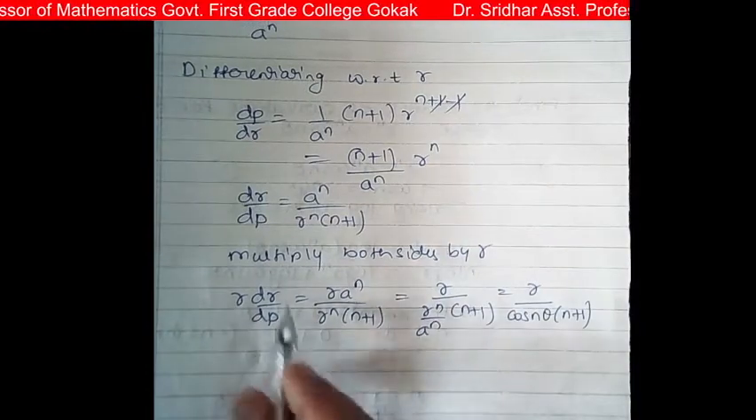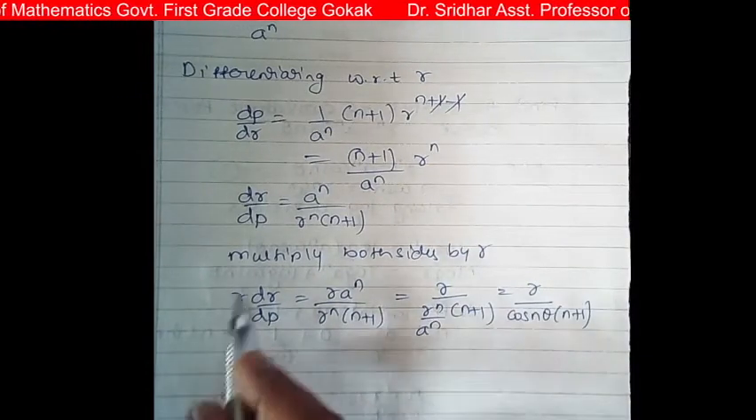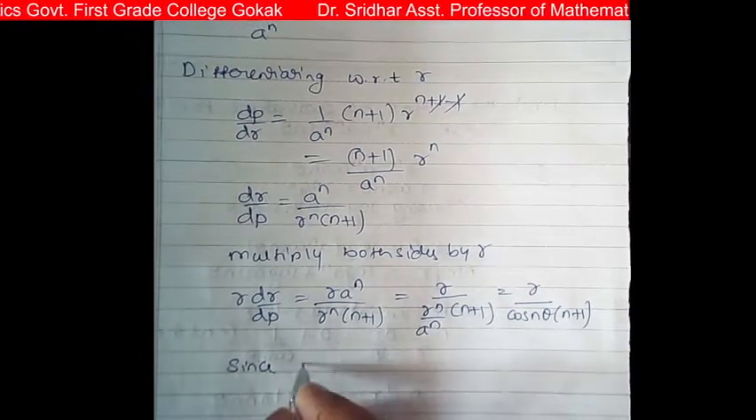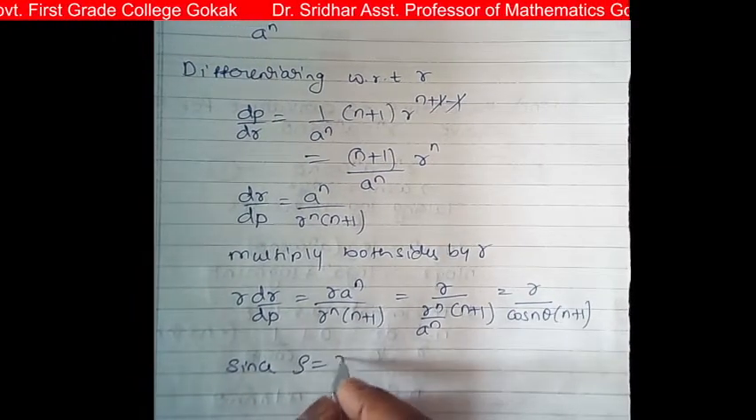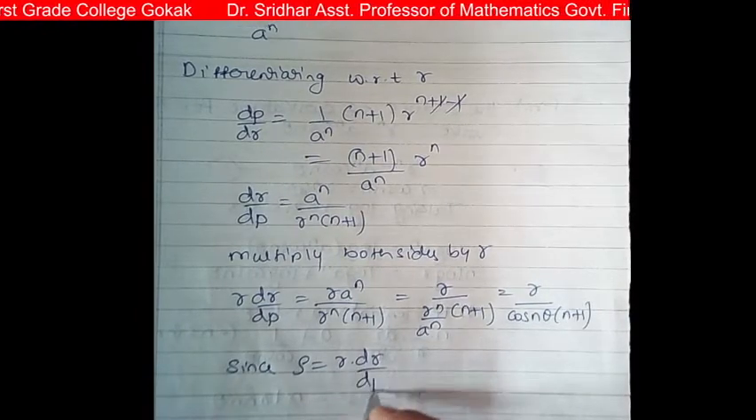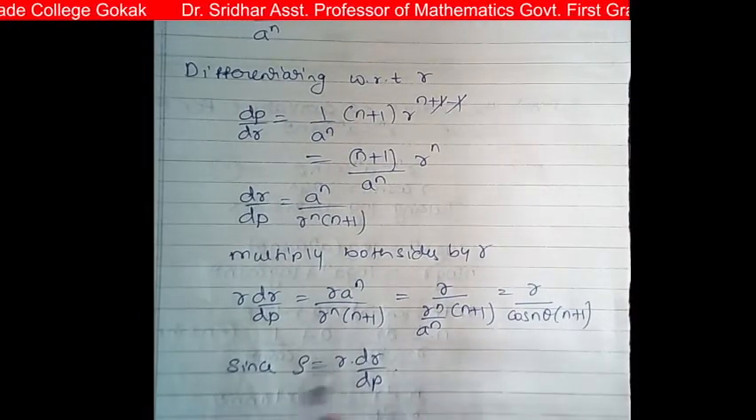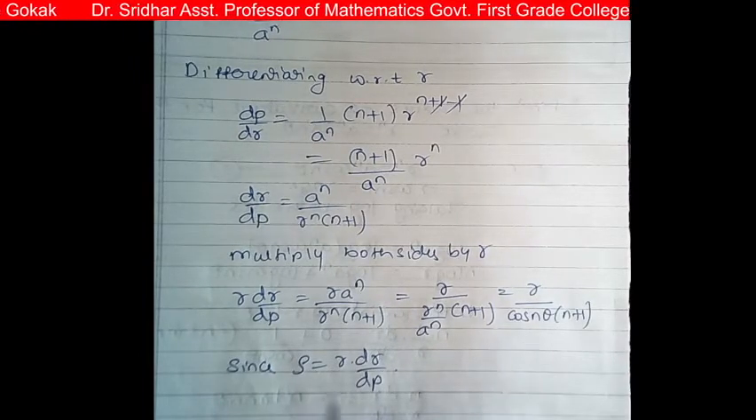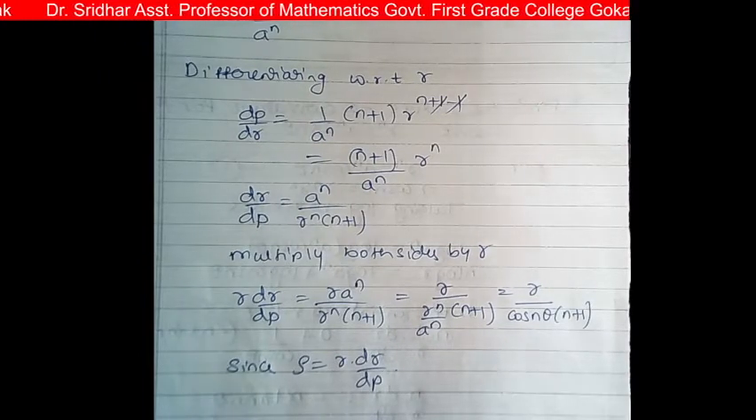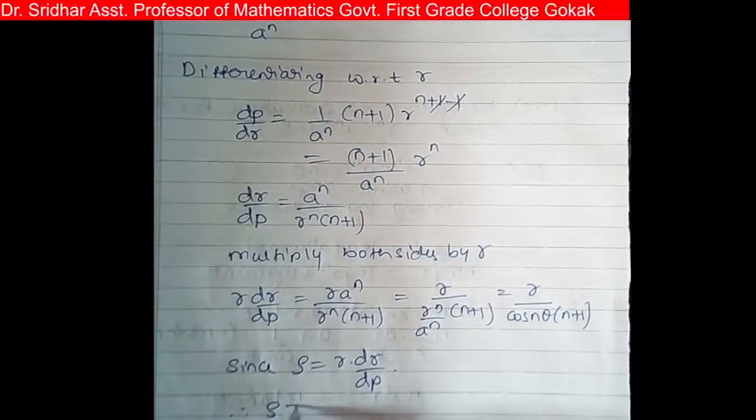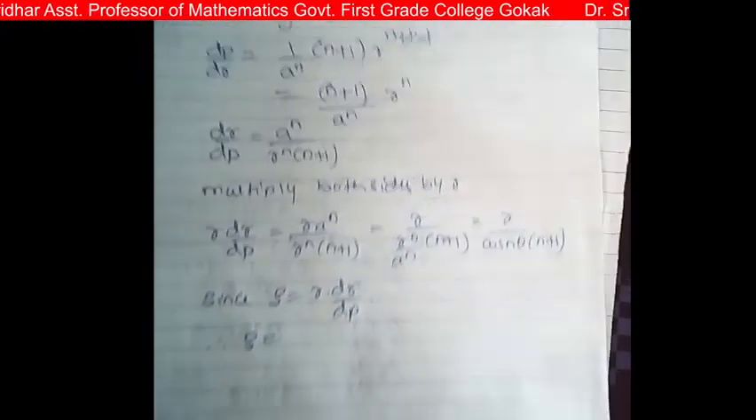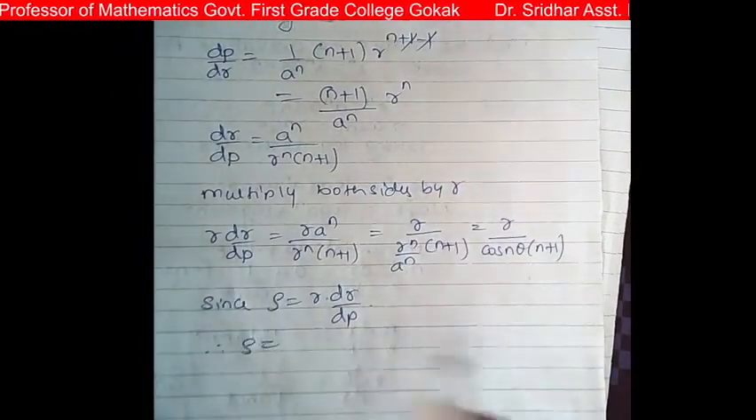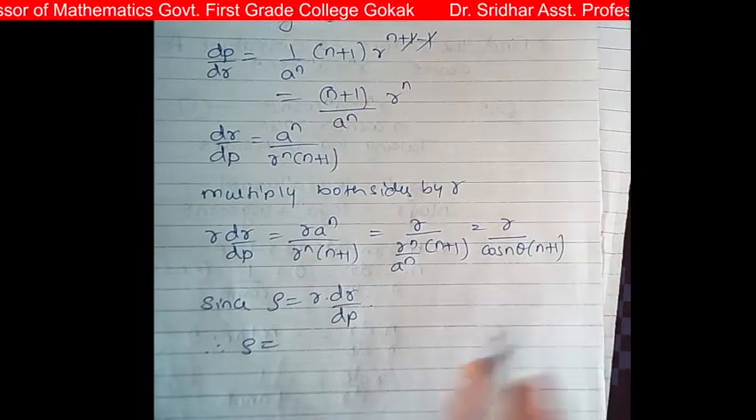So now this is equal to what? A radius of curvature in pedal form. Since rho is equal to r into dr by dp, this is the radius of curvature in pedal form, which we have derived in the last two classes, so you can refer to that. So now rho is equal to r into dr by dp, and just now we have determined that r into dr by dp is r by cos n theta into n plus 1.